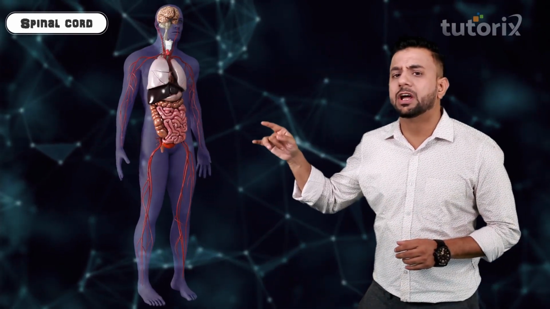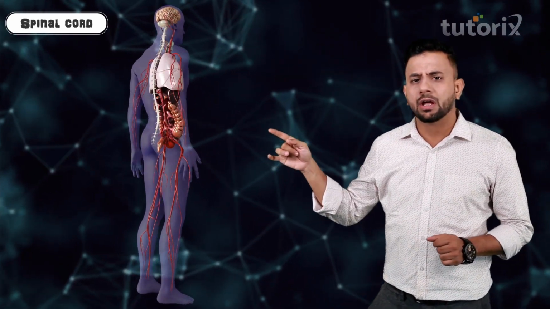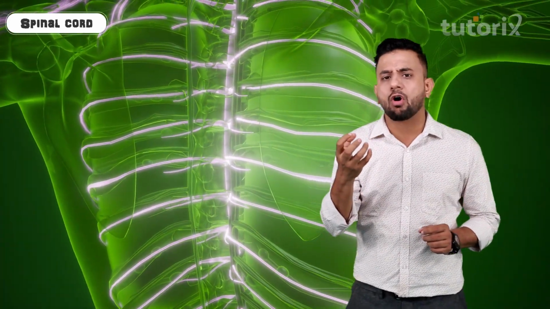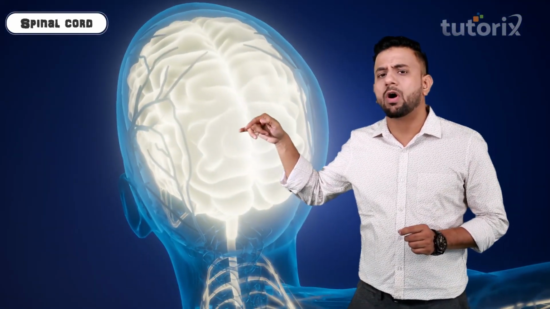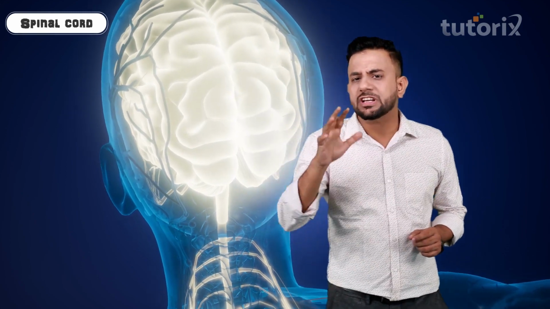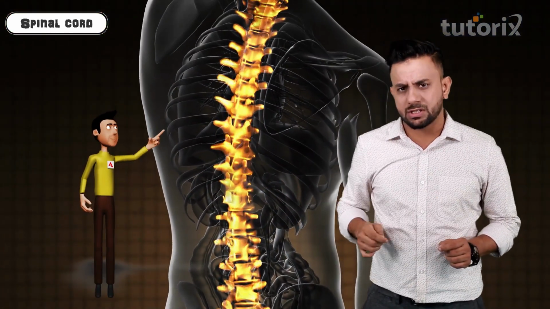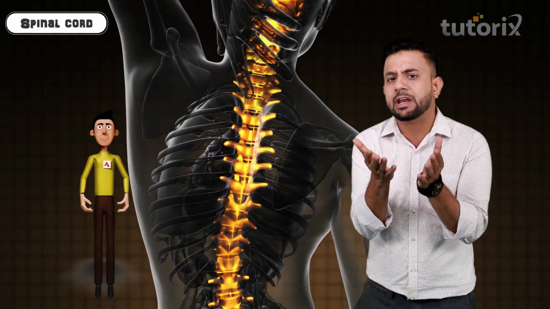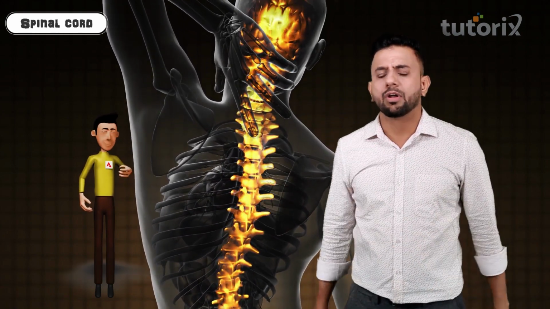Well, friends, what you really need to understand here is that the nerves from the entire body travel to the spinal cord. They form a bundle in the spinal cord, and finally from the spinal cord, they reach the brain. So you can see how important the spinal cord is, in the sense that it links the brain with the body.